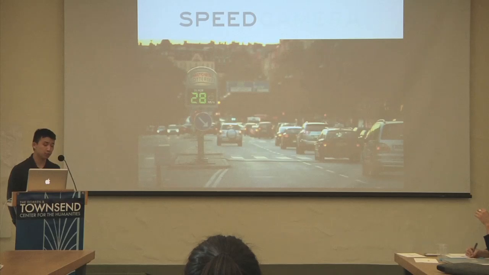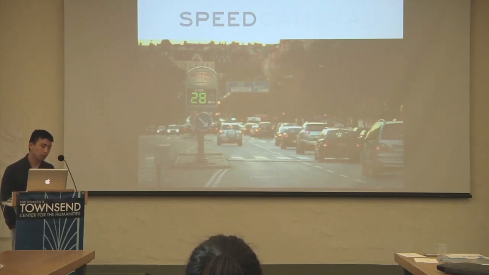This is started by Kevin Richardson. It's called Speed Camera. This was pilot tested in Stockholm, Sweden. So it's right there on the left. That's the speed camera. And what it does is for any car that goes over the speed limit, it takes a photo of the car and issues a citation.